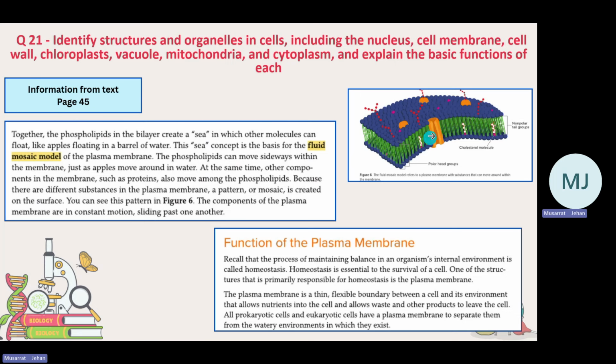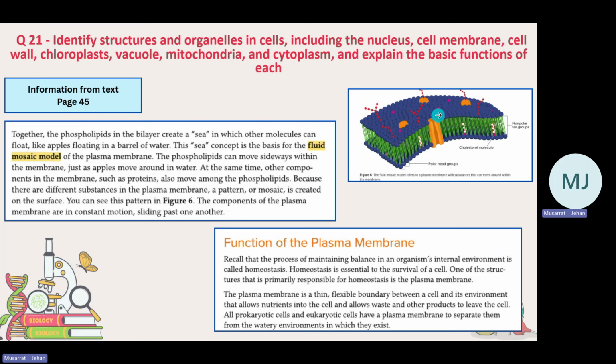What is the function of the plasma membrane? It maintains balance in an organism's internal environment, or homeostasis. Homeostasis is the balance in the internal environment, and it is very important for the survival of the cell. One of the structures responsible for homeostasis is the plasma membrane.